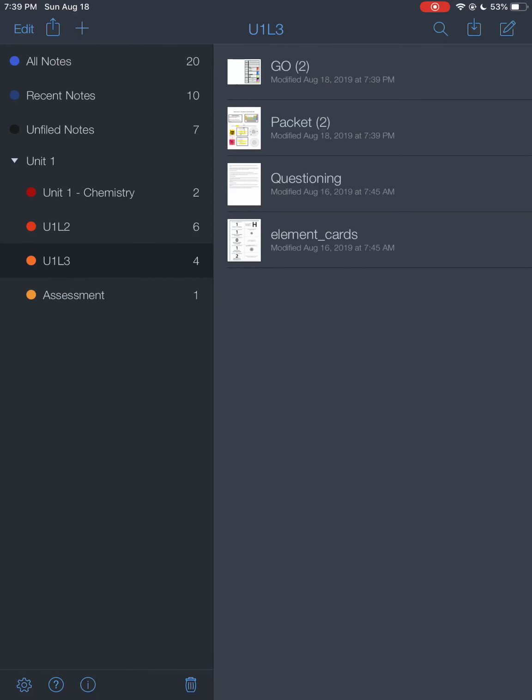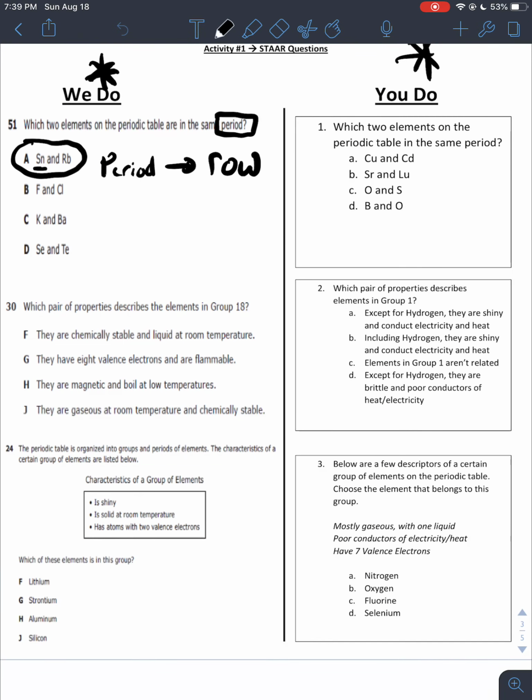Number one, your answer is A, okay? Now you are going to have the same opportunity to do the You Do question. Which two elements on the periodic table are in the same period? You are looking for two elements that are in the same row, all right?